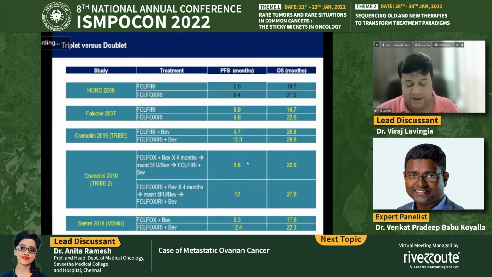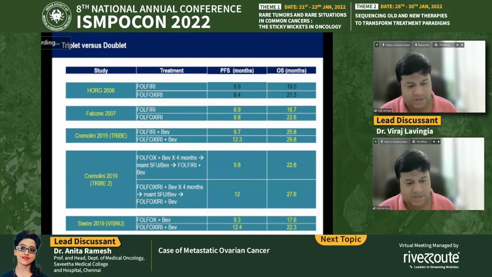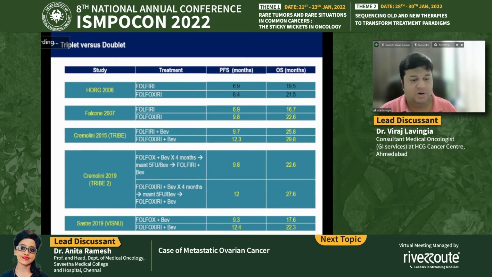So I'm glad that we are all on same page. I typically use triplet for almost all patients. Of course, the modified version, not the full version, what Dr. Cremolini used. In fact, this is the only chemotherapy backbone which has consistently shown to improve the median PFS, which was 10 months for so many decades, almost 2 decades. And now we have shifted that PFS to 12 months, that is 1 year. And even the overall survival has been consistently improved as compared to doublet plus BEV.